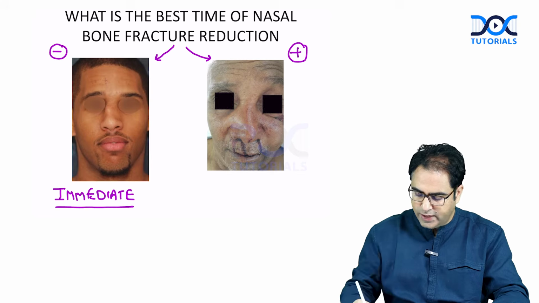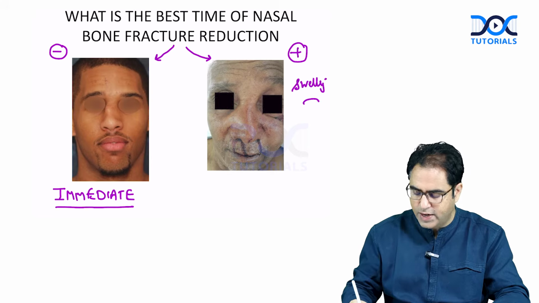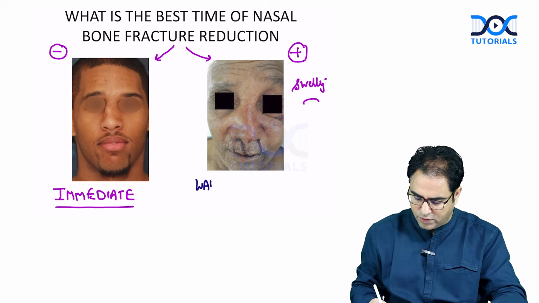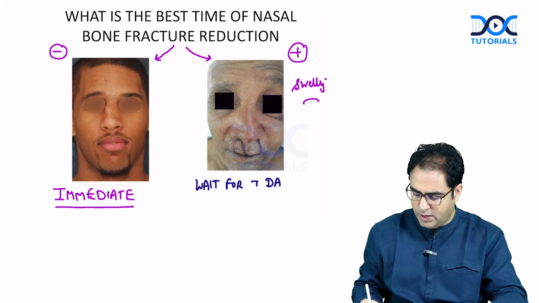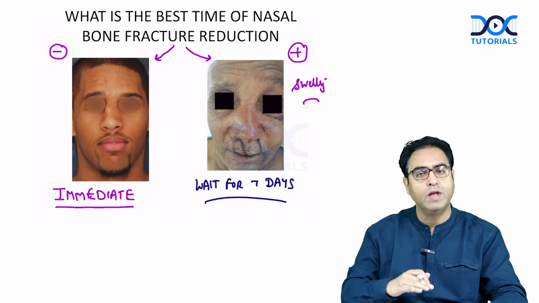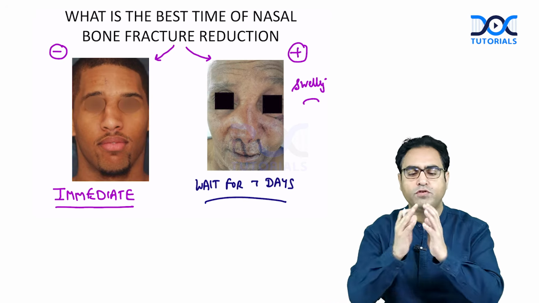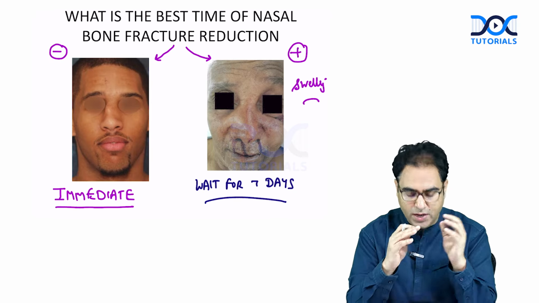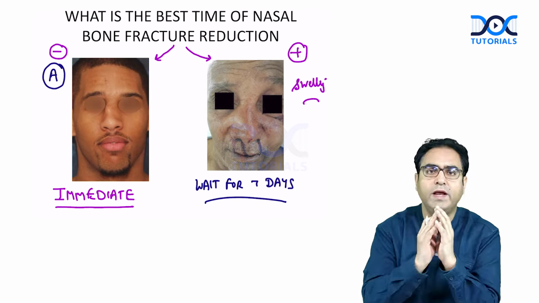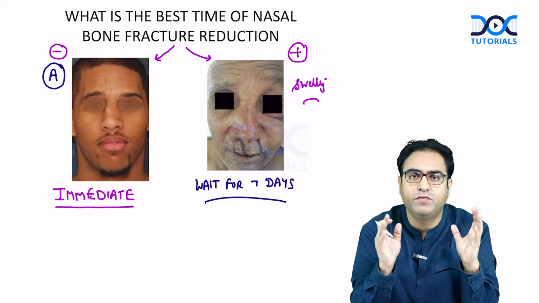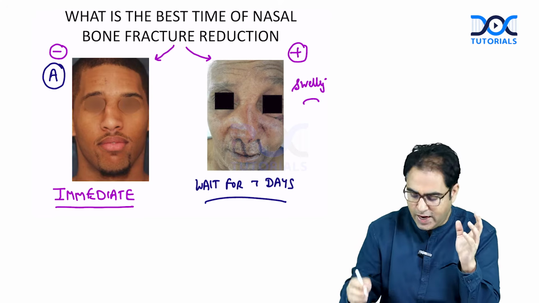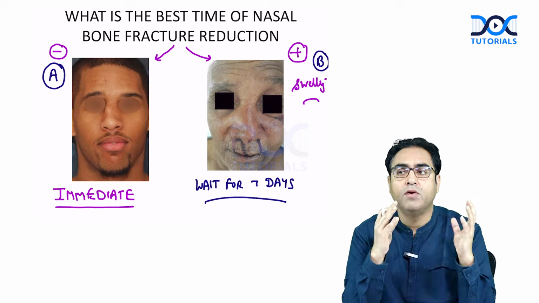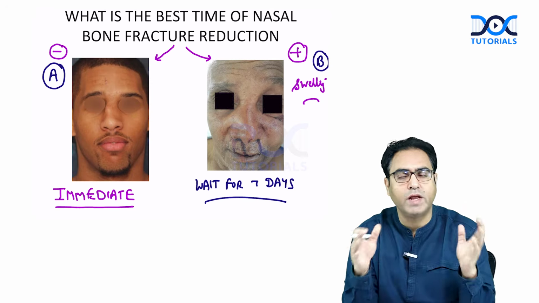But if they say swelling is present, patient came after 1 day, edema is there, swelling is there, then the answer will be wait for 7 days to let edema subside and then do the closed fracture reduction. Procedure will remain the same, forceps will remain the same, the timing of the fracture reduction will be different. If scenario A is given, no swelling is mentioned, then the answer will be immediate closed fracture reduction using Walsham forceps. And if scenario B is given, nasal deformity with swelling, then the answer will be wait for 7 days and then do the closed fracture reduction.